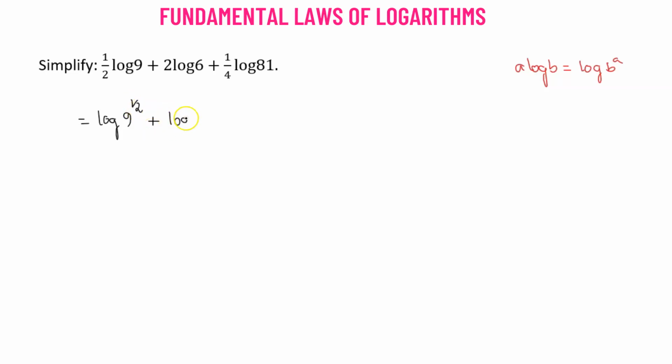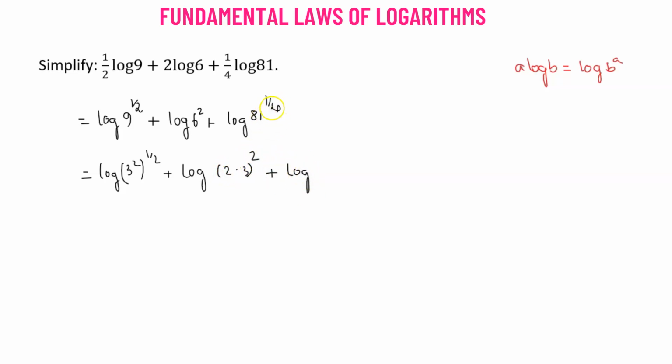Similarly, for the second term, we have log of 6 squared. And for the third term, we have log of 81 raised to the power of 1/4. Right. What is 9? The 9 is 3 squared. So we have 3 squared raised to the power of half plus log of 6 squared. So 6 is 2 times 3, the factors of 6. So we have 2 times 3 raised to the power of 2 plus log of 81.